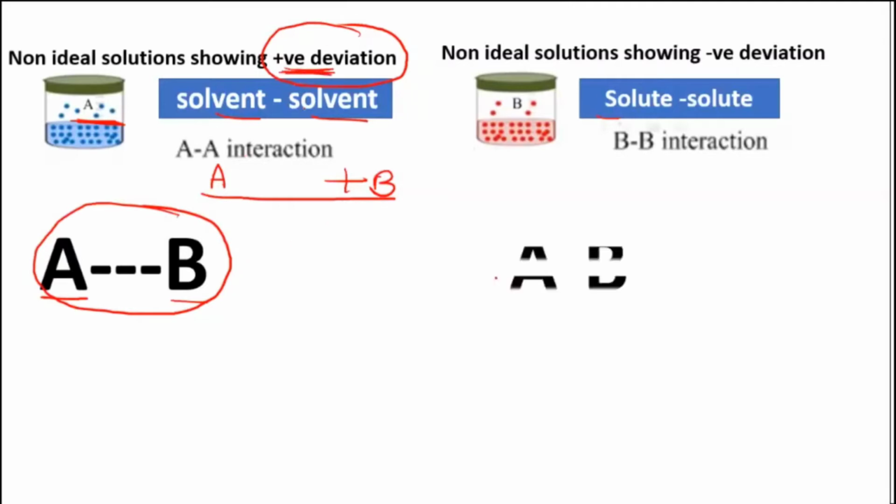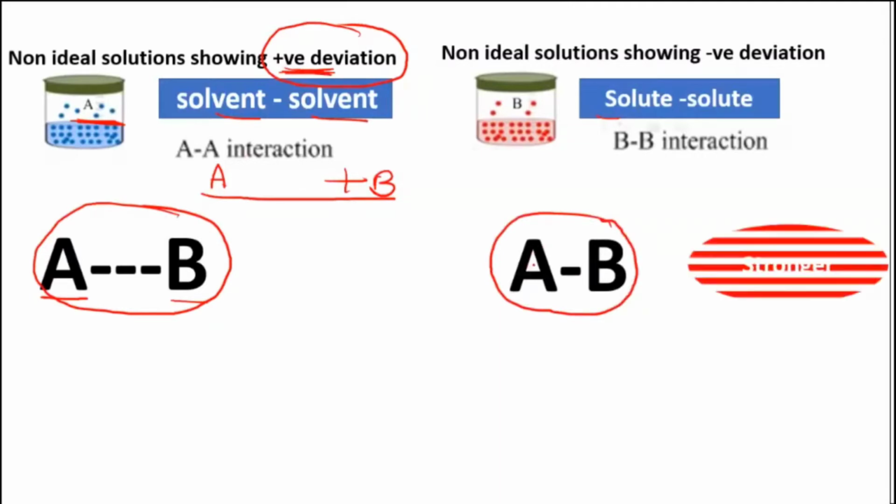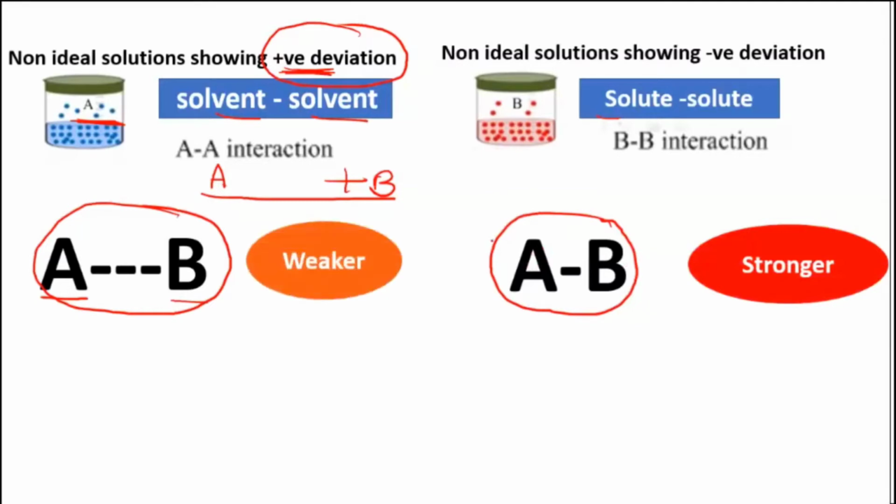And then the next one, in the second case, when they are showing negative deviation, what has happened is that when you have mixed A and B, A and A had interaction, B and B also had interaction, but this AB is there, no? When the AB solution was formed, this AB interaction was found to be stronger than what they had before. Okay, so this is stronger. So when the interaction is stronger, automatically what are the things you are observing? Stronger and then weaker. Then come the volume and the enthalpy changes that you are observing.